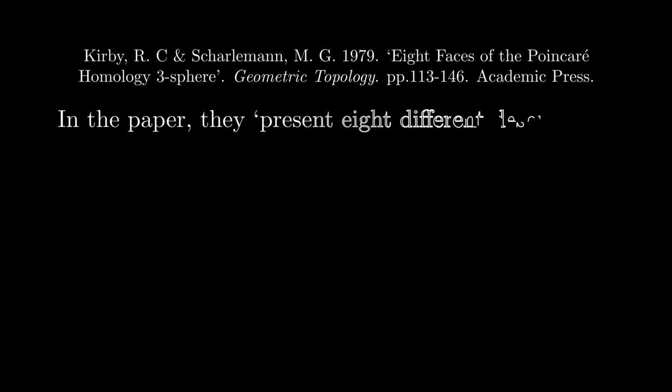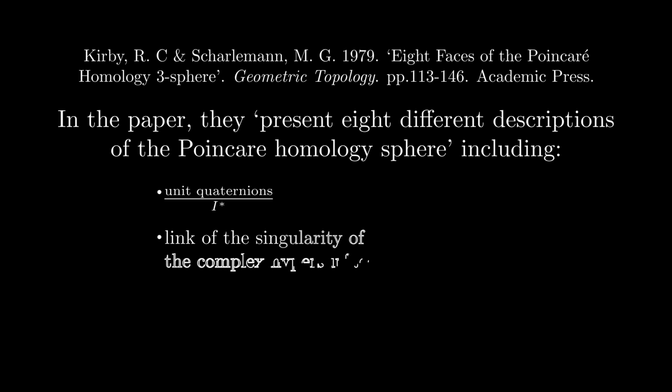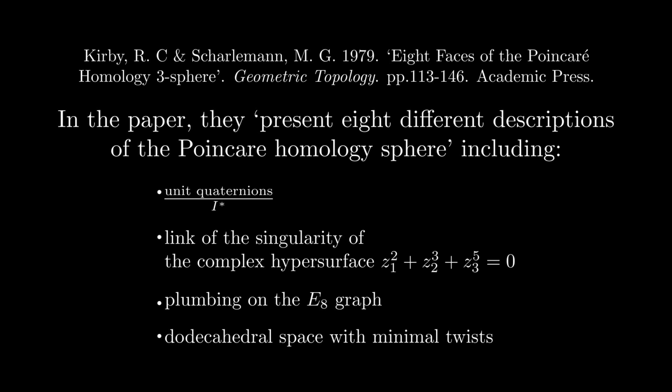There are many ways to define P. Kirby and Scharlemann present 8 different descriptions, among them the unit quaternions quotient by the binary icosahedral group, a link of the singularity of a certain complex hypersurface, and plumbing on the E8 graph, where E8 is the exceptional Lie algebra. But there is a particular geometric model for P due to Seifert and Threlfall.